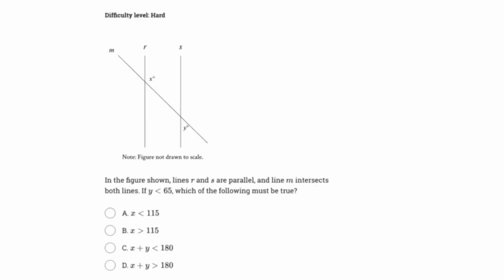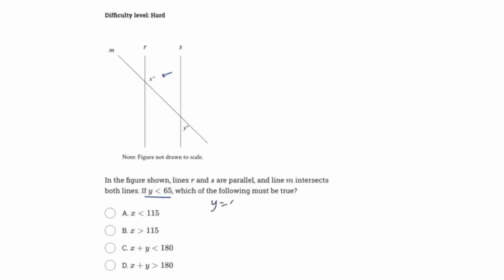If Y is less than 65, which of the following must be true? So let's just go right through it. It says X has to be less than 150. X is this angle right here. And because Y has to be less than 65, and which of the following must be true for all values of Y, we could just plug in a random value for Y.